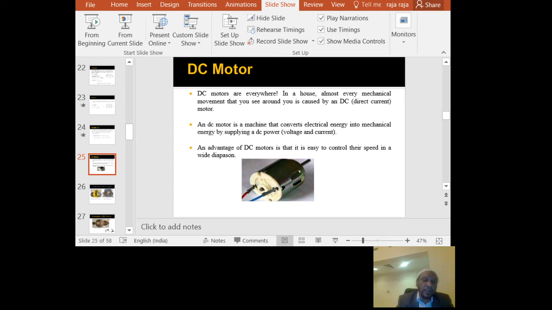The photograph shown is a very small motor. People nowadays use these for small projects with a microcontroller or an Arduino controller, and they write a program to adjust the speed of the DC motor.